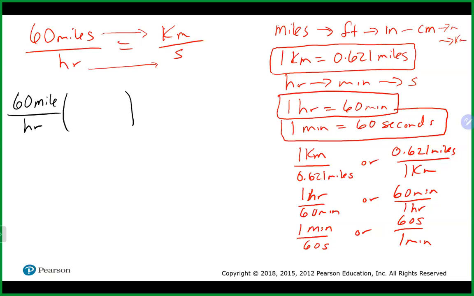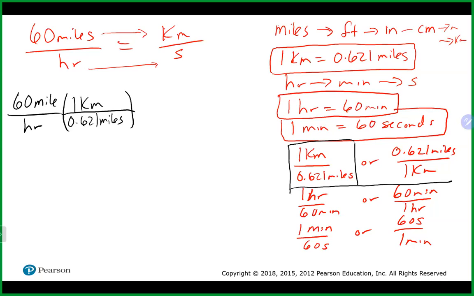So the first conversion I'm going to try to do is get rid of miles, right? So miles are up on top. So to get rid of miles, I need to put it on top or bottom. So when I go to my conversion factor here, I should use the one on the left, right? That will do it for me. So I'm going to do 1 kilometer up on top and 0.621 miles on the bottom.